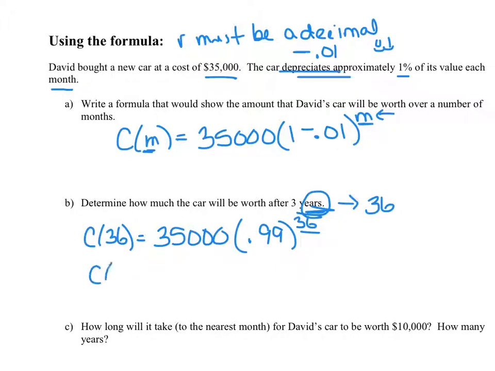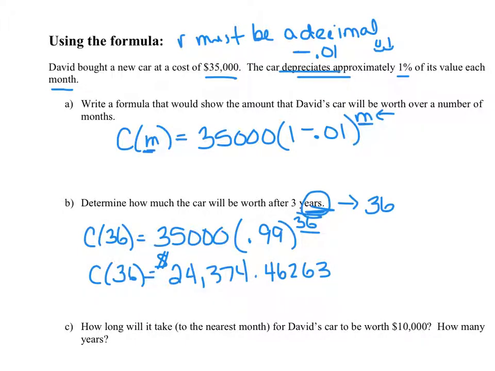So after 3 years, approximately, the amount of money that it's worth is 24,374.46263. Okay, since I didn't say where to round, this is what you have to do. So that's how much it's worth after three years.